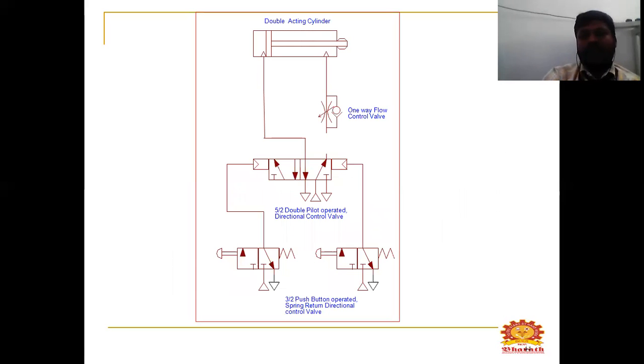See here, they are telling us you want to control the retraction position of the cylinder. For that, in your system you should add a one-way flow control valve in this outlet port. So in this return line, you should be using this one-way flow control valve.